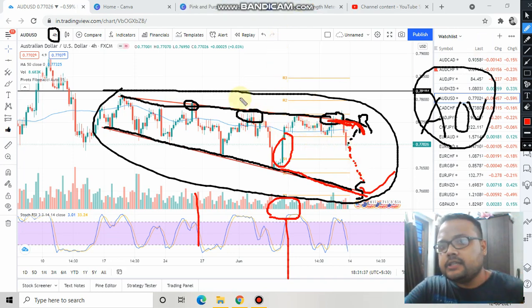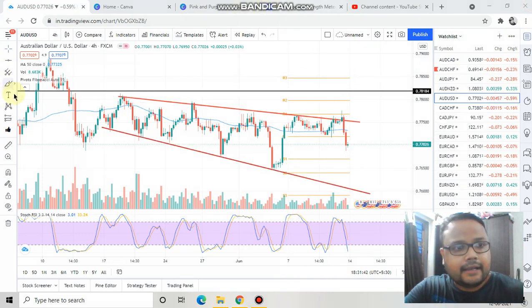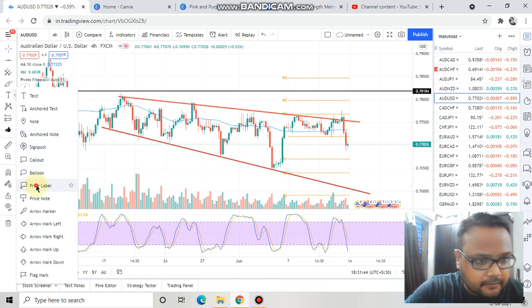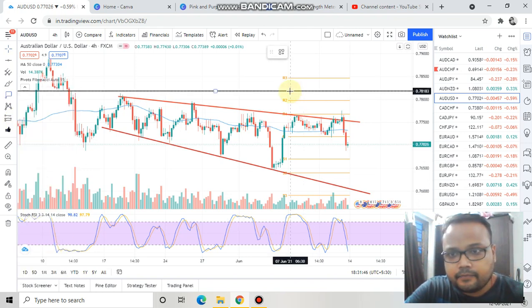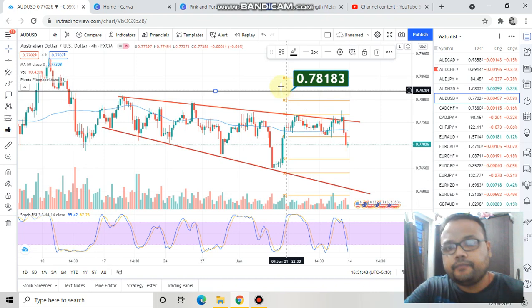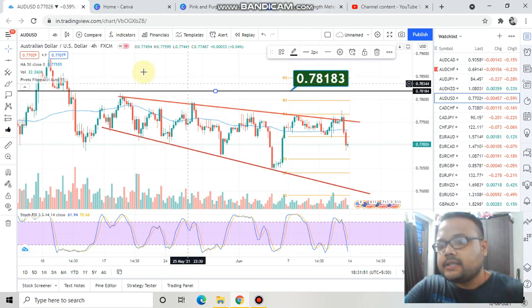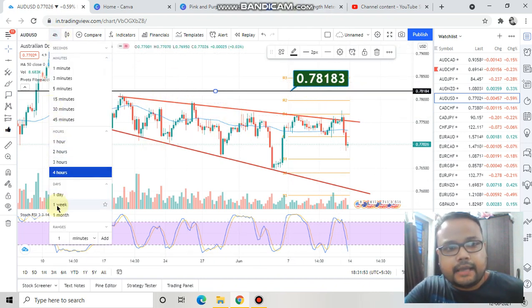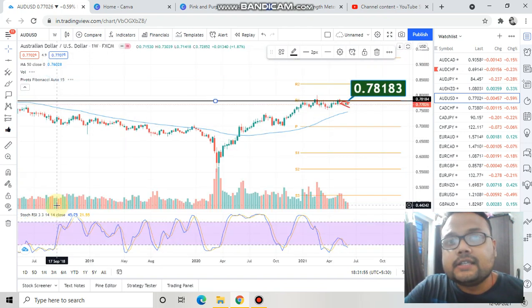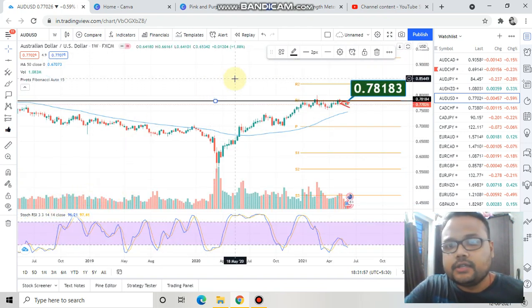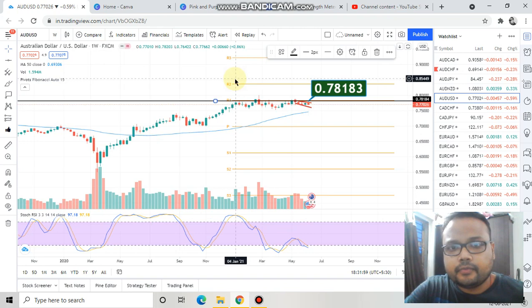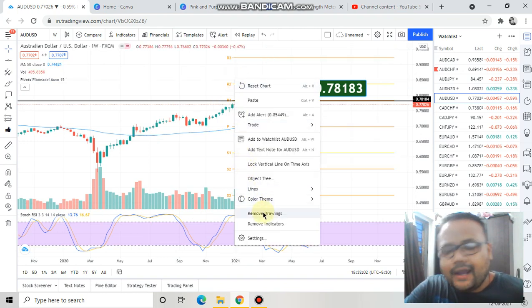And you can also see a black line here, and this black line is also important. This black line is the resistance from the weekly chart. Why is this level important? I would say this level is extremely important, very crucial. Let me show you.